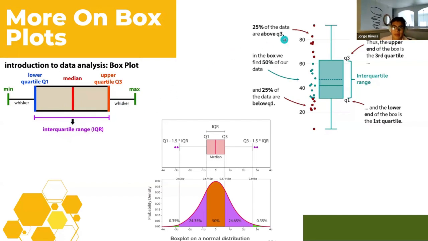So over here, we can say that 25% of the data are above Q3, and thus the upper end of the box is the third quartile. In the box, we find 50% of our data, right? And 25% of the data is below Q1, so the lower end of the box is the first quartile. So within the box, if we have 100 people, that means that 50 people are going to be within this box, and then 50 people are going to be outside here.